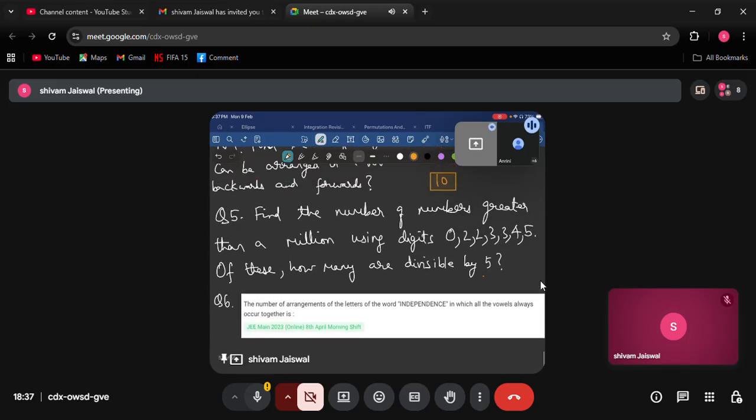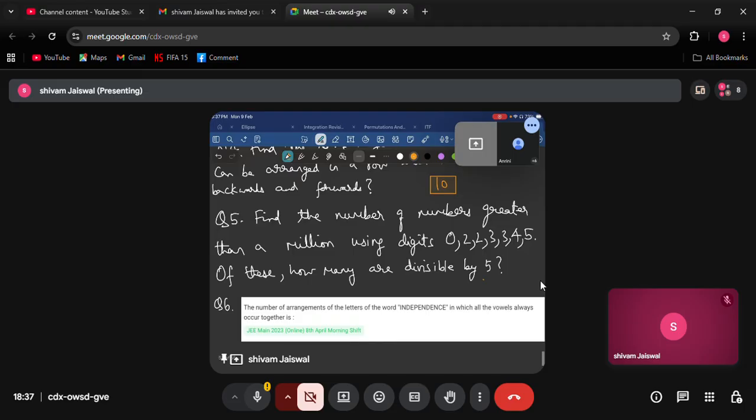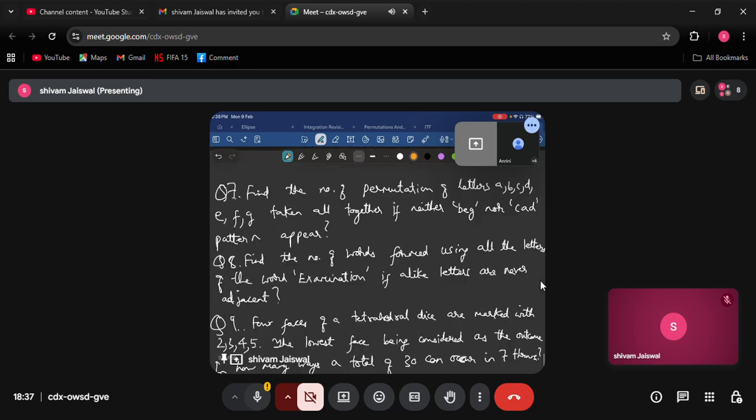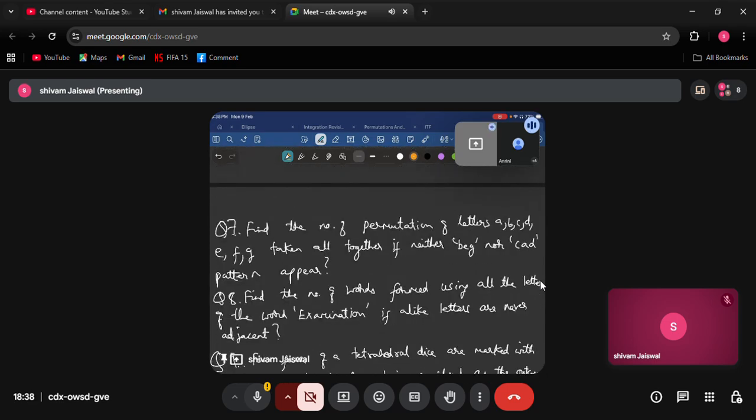Number 5, the answer is 1080. 1080 and 330. Anyone having any doubt, tell me. Raktim, Anandit, Devang, Shomita, tell me. See, this came in JEE Mains. Number 6, the answer is 16,800. Anyone having any doubt, tell me. Okay, next. Number 7, 4806.